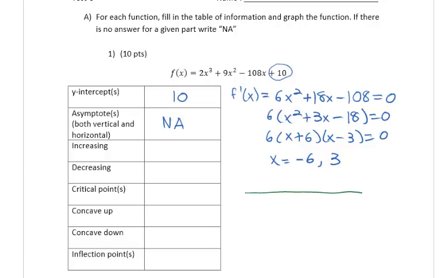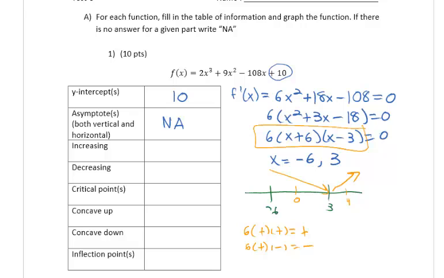So if we look at 3 and negative 6, and we test some points in there, testing 4 in that derivative, we would have 6 times a positive, which is a positive, so it is increasing there. Plug 0 in, we would have 6 times a positive times a negative, which is a negative, so it's decreasing there. Plug negative 10 in, and we have 6 times a negative, which is a positive, so it's increasing there.